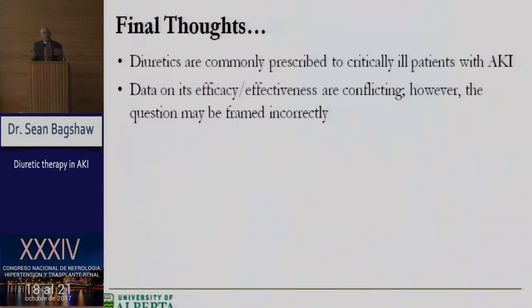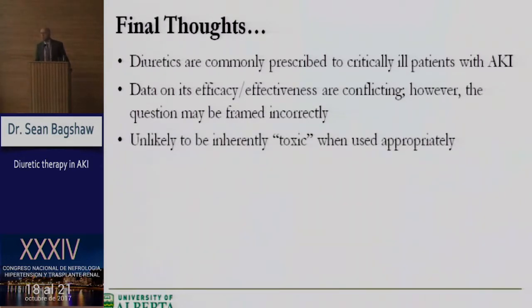However, the question's probably been framed incorrectly in the past, and more recent data are suggesting that the thoughtful use of furosemide targeting largely fluid accumulation and fluid therapy in critically ill patients may have some therapeutic benefit. It's unlikely to be inherently toxic when used appropriately, and I think that's important. I think older studies really suggested that if you use furosemide, it's associated with an increased risk for death. But I think in appropriate circumstances, the use of diuretics and furosemide can be therapeutically beneficial.